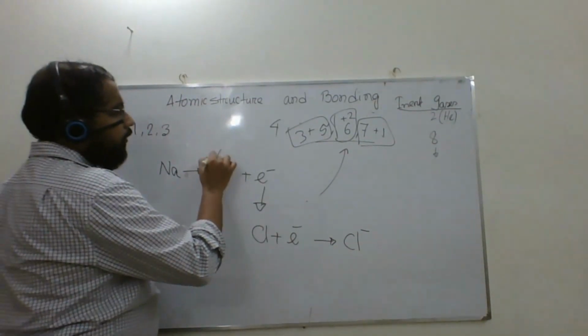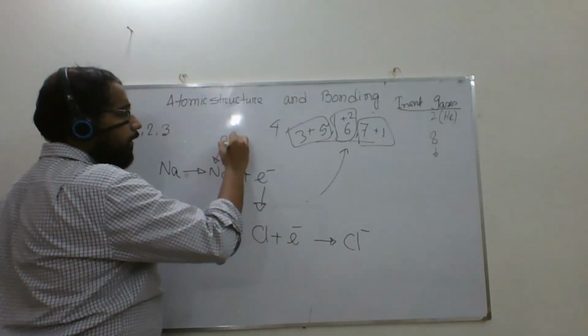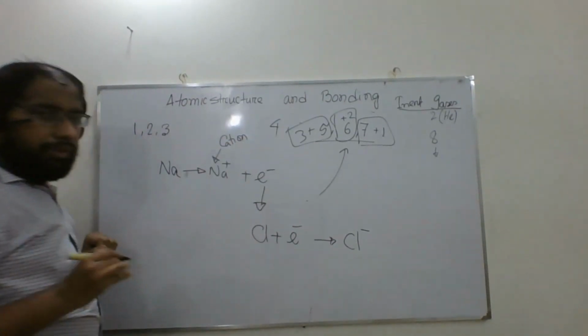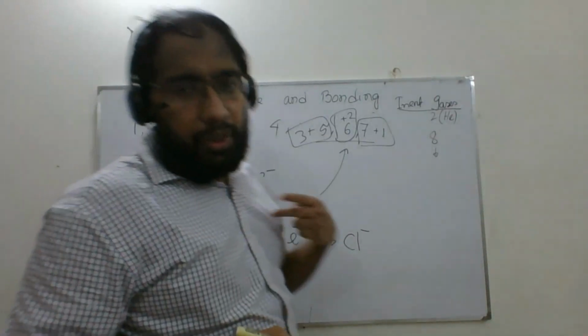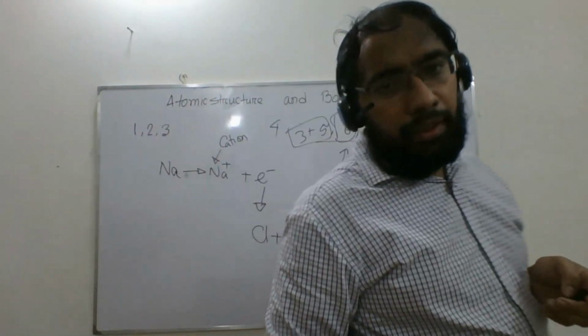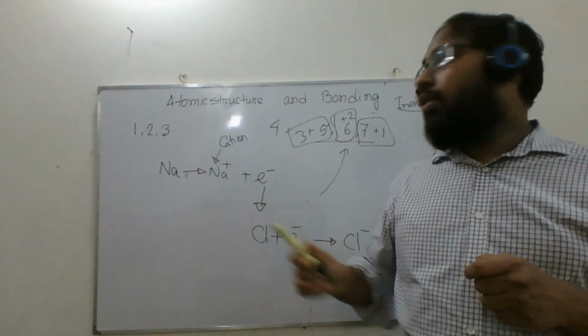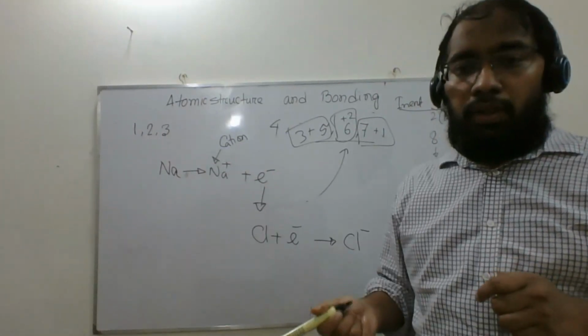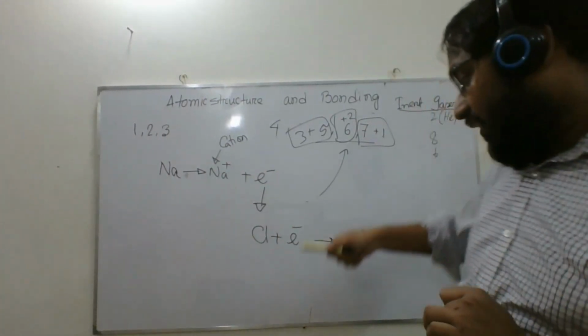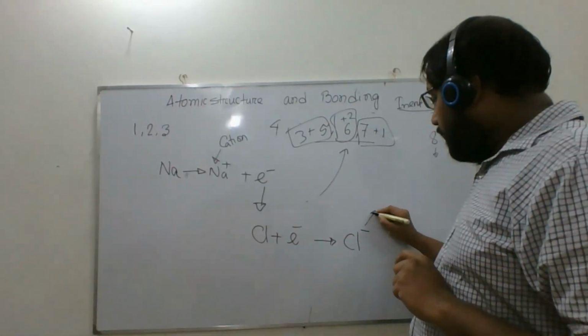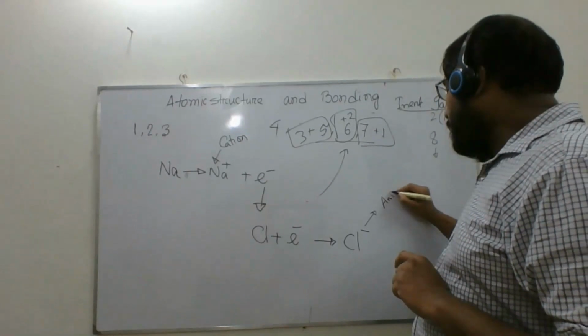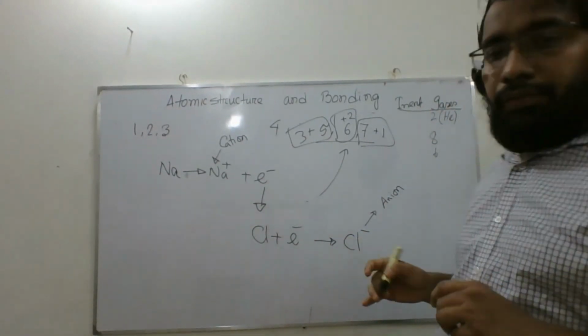Now this ion is known as a cation. That means when any metallic atom donates an electron and becomes a positive ion, it is known as a cation. And that electron, if accepted by any non-metal and it becomes a negative ion, then this is known as an anion. Okay.